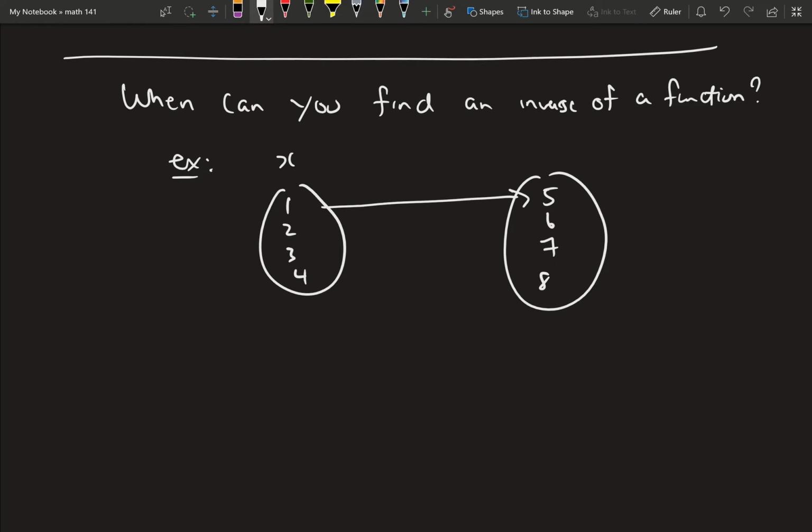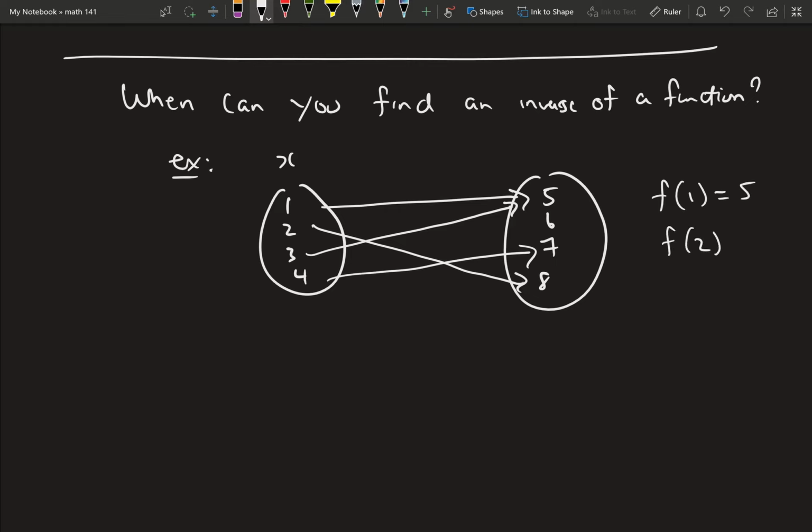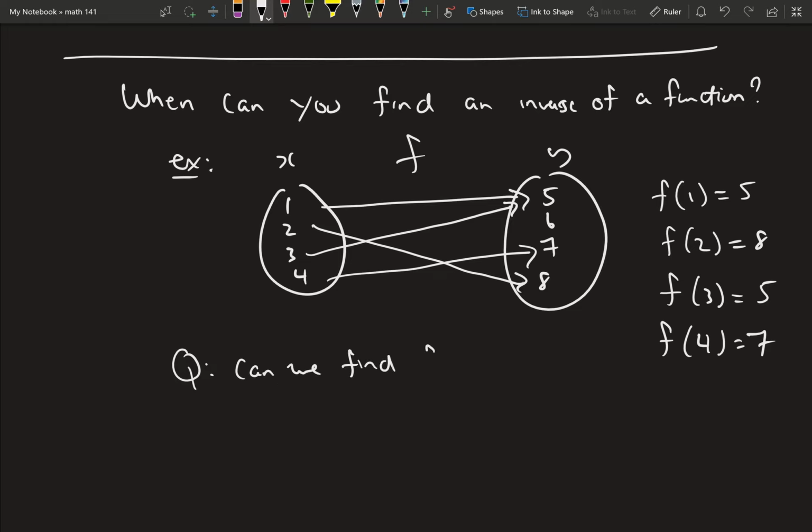And let's say 1 goes to 5, 2 goes to 8. Let's say 3 also goes to 5, and 4 goes to 7. So f of 1 is 5, f of 2 is 8, f of 3 is also 5, and f of 4 is 7. This is a good function. There's nothing wrong with this function. The question is, can we find f inverse of x?